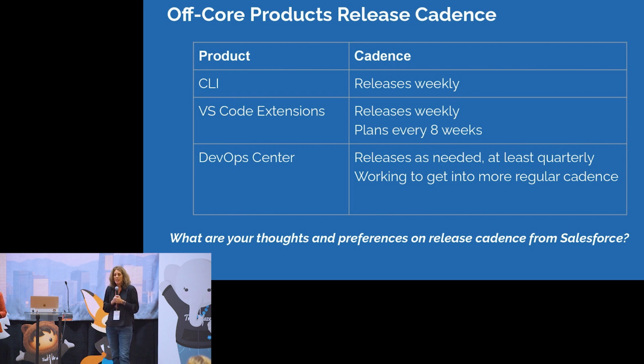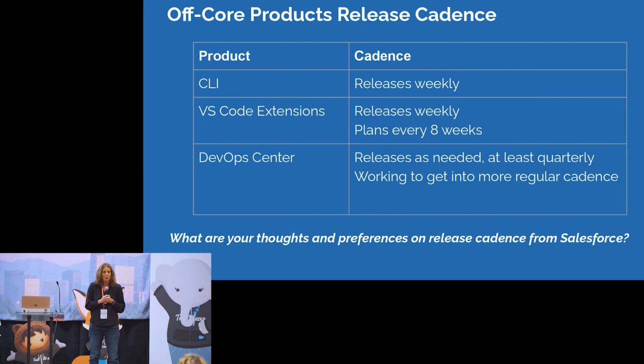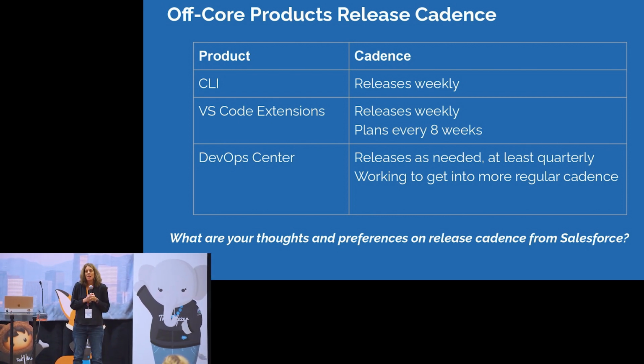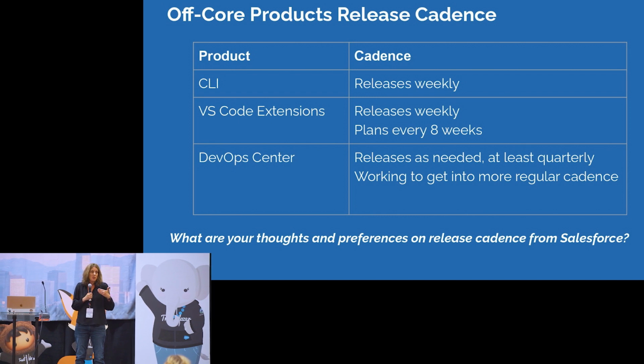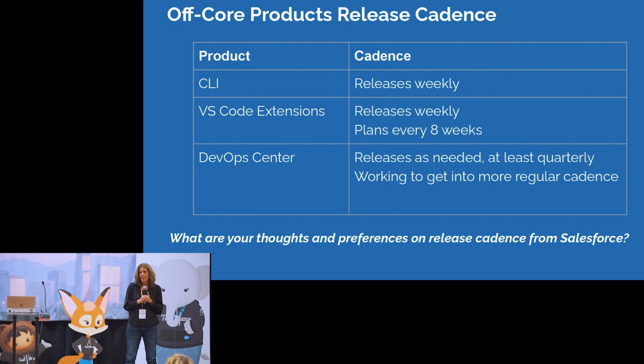And then DevOps Center right now is on a release-as-needed kind of schedule. We are trying to get into a regular cadence with that, but we do want to be releasing more frequently than 3 times a year. So right now we're trying to do at least quarterly. We've been putting out some small patches along the way, and we're already looking to get to a more regular cadence. In the survey, we're curious what your thoughts are as far as release cadences on products that you're getting from us. It might help us as we're thinking about how to set up our schedules.